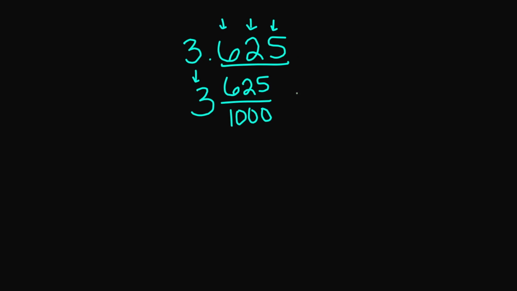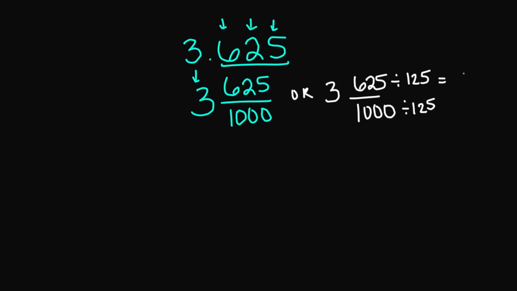So you can leave it like this, or if you simplify your fraction, so we have 625 over 1,000. So the number 125 goes into both the 625 and the 1,000. So my numerator is going to be 5, and then my denominator here is going to be 8. So if you simplify your answer, you're going to get 3 and 5/8. So these are your answers here.